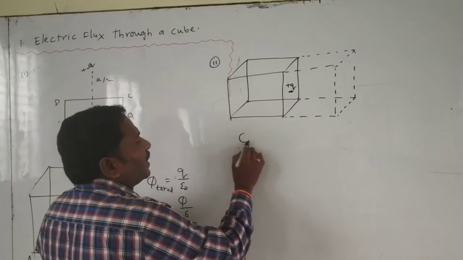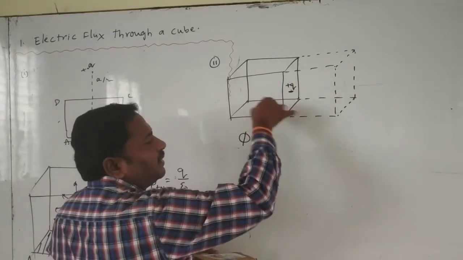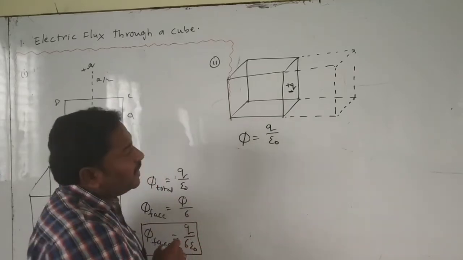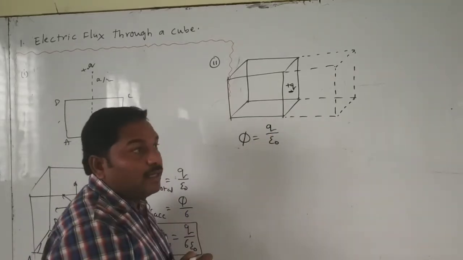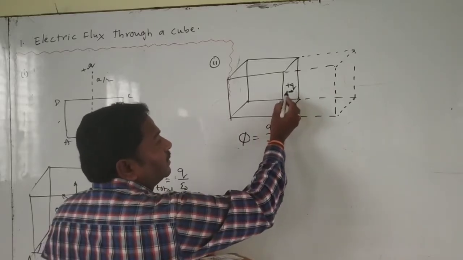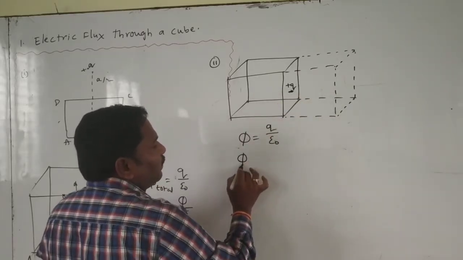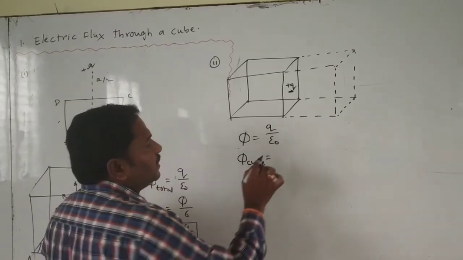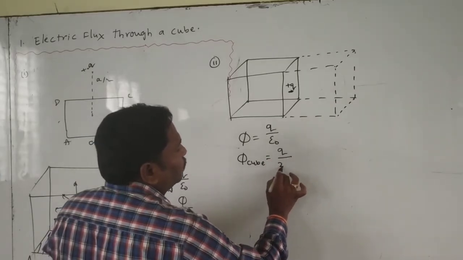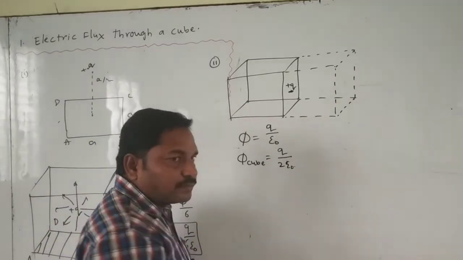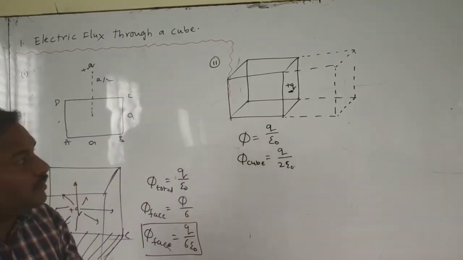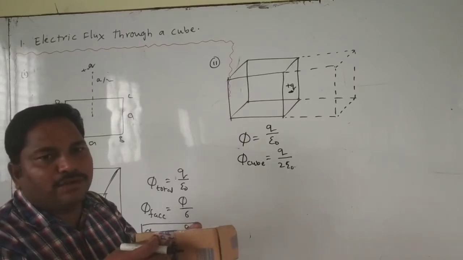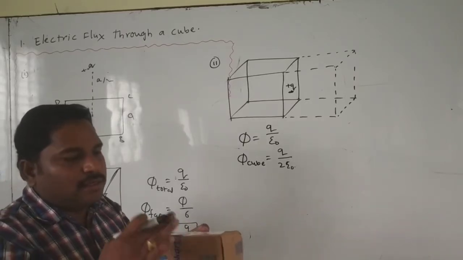First, what is the total flux produced by the charge? q by epsilon naught. But here it is shared by two cubes. So for one cube, how much electric flux passes through? So this equals q by 2 epsilon naught, the answer. Next, suppose the charge is here. For this face the electric lines of force are parallel.